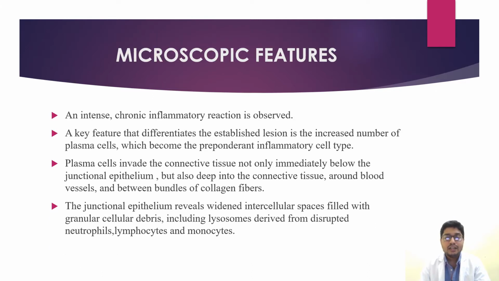So microscopically, you can see an intense chronic inflammatory reaction over that area. A key feature that differentiates the established lesion is the increased number of plasma cells, which become the predominant inflammatory cell type. The plasma cells invade the connective tissue not only immediately below the junctional epithelium but also deep into the connective tissue around blood vessels and between bundles of collagen fibers. The junctional epithelium reveals widened intracellular spaces filled with granular cellular debris, including lysosomes derived from disrupted neutrophils, lymphocytes and monocytes.